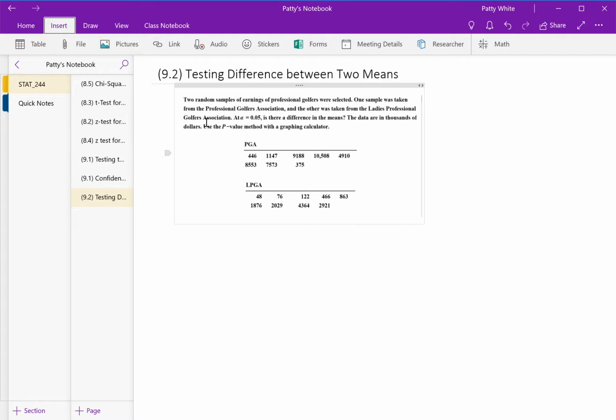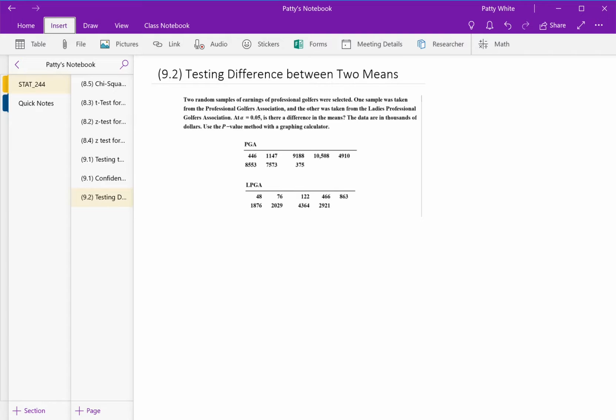So we're going to go ahead and use our graphing calculator to do most of this problem. We'll do some of it by hand so you can see the two methods. But the first thing we need to do is take this data and enter it into our calculator so that we can get our descriptive statistics. We need X bar, we need our sample standard deviation, and we need the number of samples.